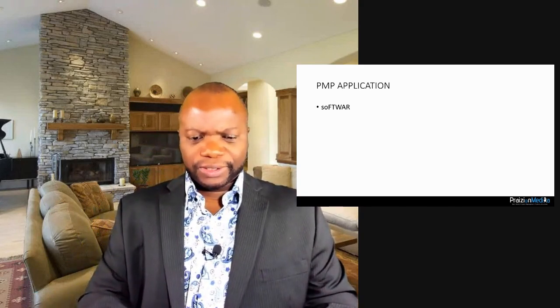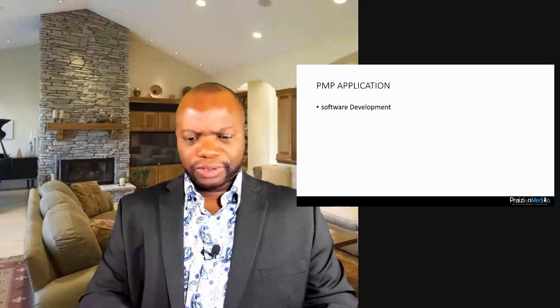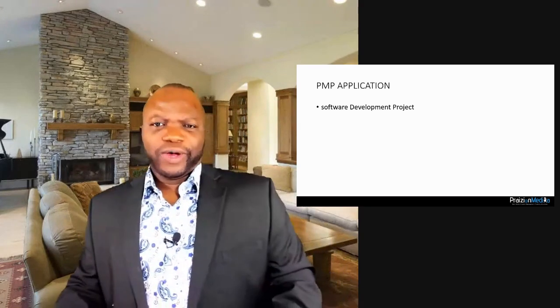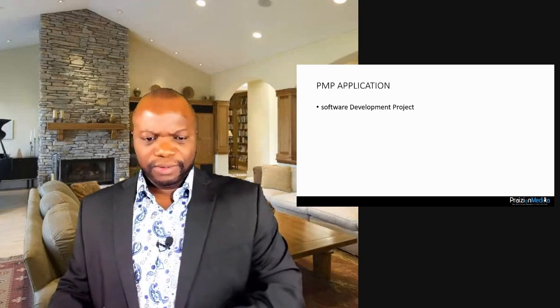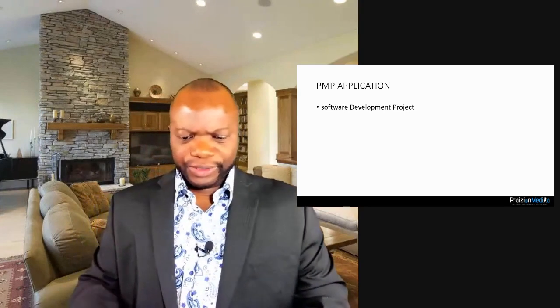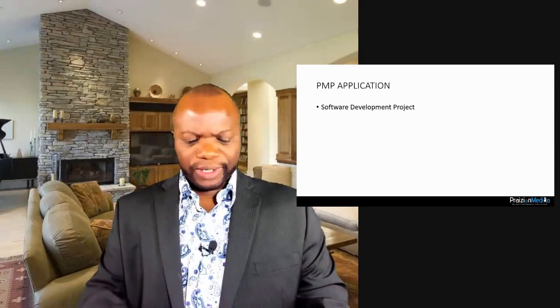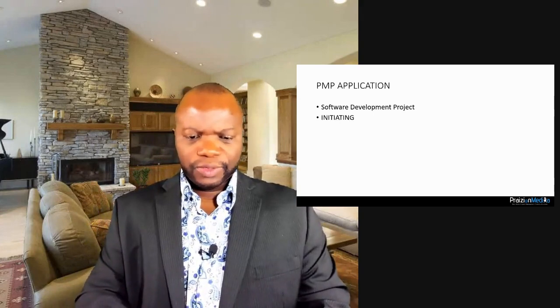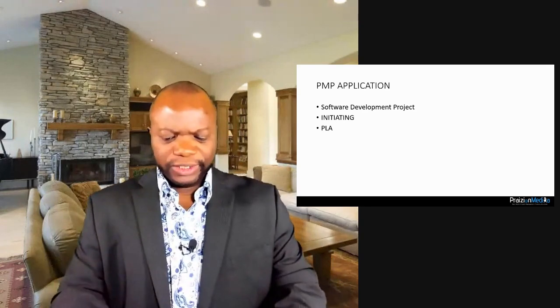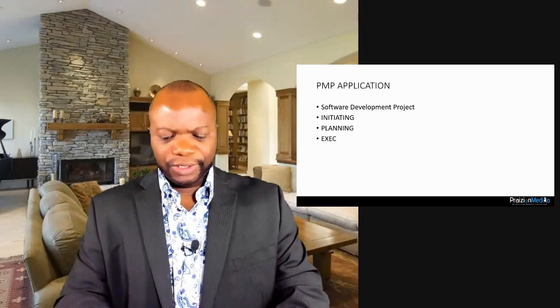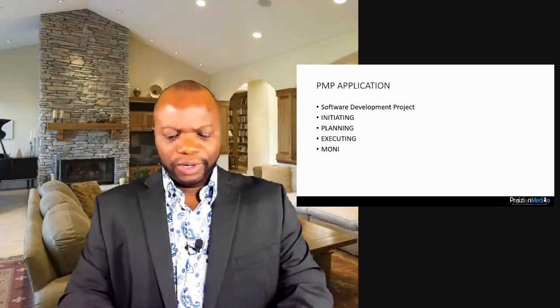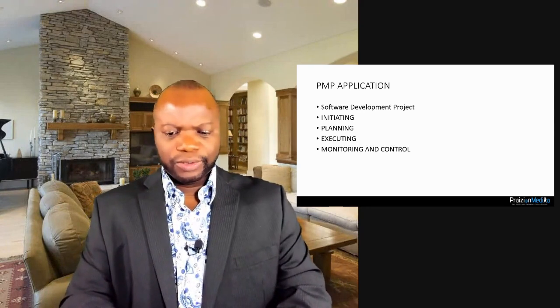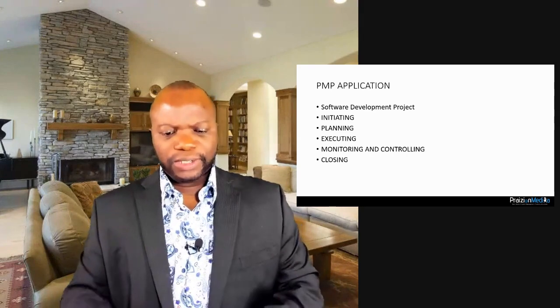So let's say I'm working on a project, and I'm just going to call it software development project. The best way to document your experience is by breaking it down into the 5 process groups. And I'm going to show you that very quickly. It's very straightforward. Every project needs to be initiated, okay? And that just means authorized. Every project needs to be planned. Every project needs to be executed. Every project needs to be monitored and controlled. And every project needs to be closed.